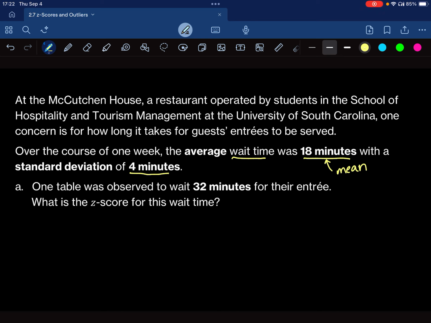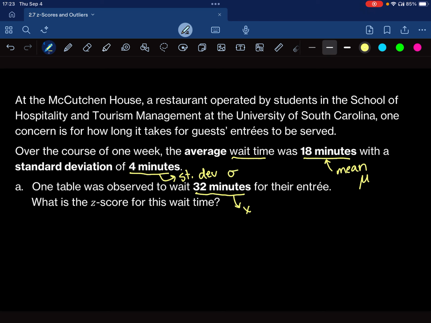So one table was observed to wait 32 minutes for their entree. So this will be our x value. That's going to be our data. Our mean, again, was the mu symbol. And this is our standard deviation, the 4 minutes. So that's going to be our sigma.